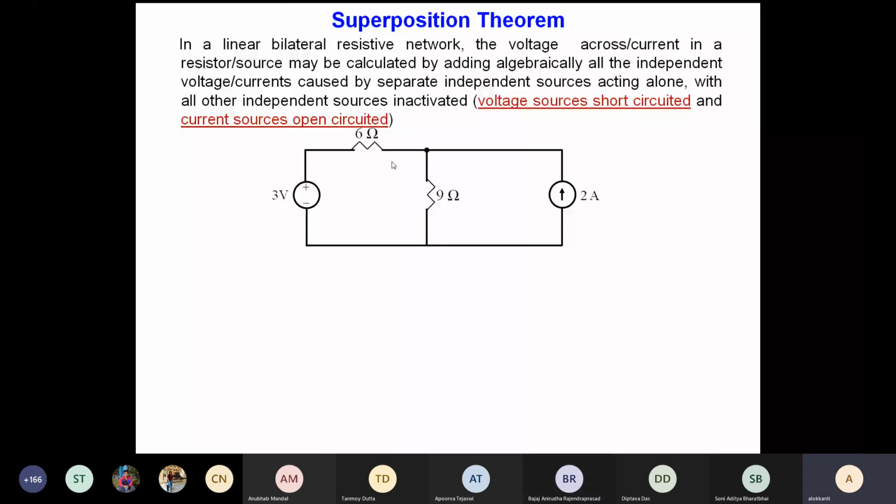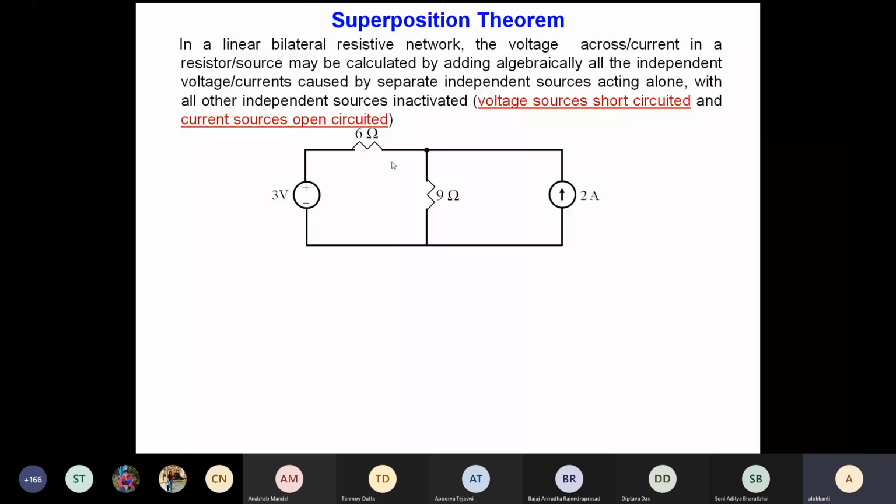Sir, but in the definition it is written as bilateral. No, then it cannot be capacitor and inductor. We will come to that. Right now, we will be solving only with resistive elements. Those are also bilateral, no? Yes, but they also say linear bilateral resistive network. Okay, all my examples right now will be only on the resistive network.